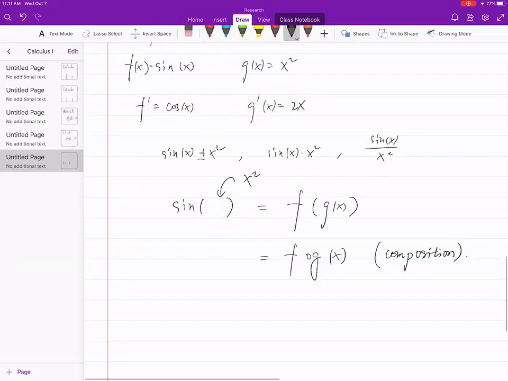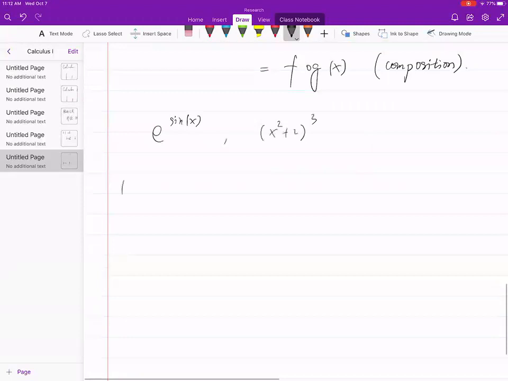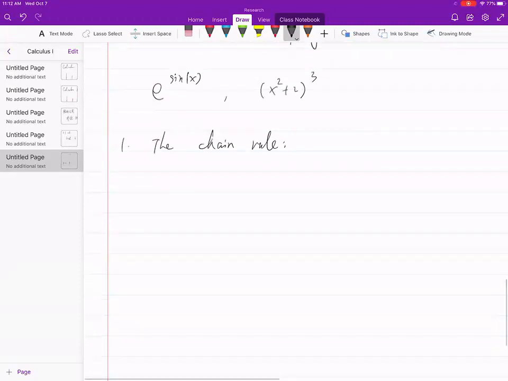Some quick examples: e to the sine x. This is the composition of e to the x and sine x. You plug sine x into the x of e to the x. This is a composition. Or you have x to the cube, but you replace x by some other function, which is x squared plus 2. We will be handling this. Then how do we handle this?